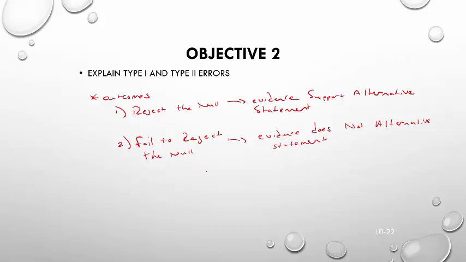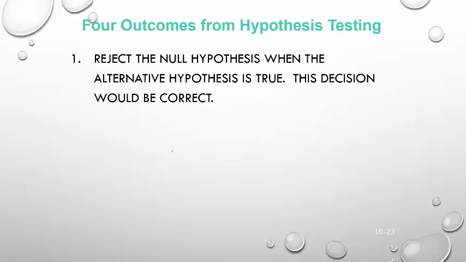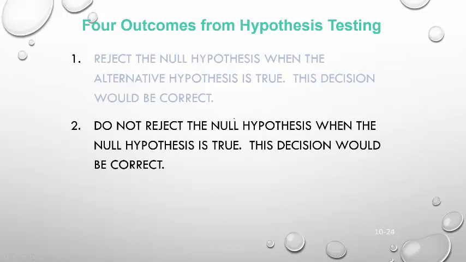Notice how we don't say accept the null. If you think about the criminal justice system, they never say innocent. They just say the defendant was found not guilty. There wasn't enough evidence to show their guilt. So let me go through the two correct conclusions. You reject the null hypothesis when the alternative is true. That's like saying we found the defendant guilty when they are guilty. This decision would be correct. You do not reject the null hypothesis when the null hypothesis is true. That's saying the defendant was not guilty when they are not guilty. So this would be a correct decision.